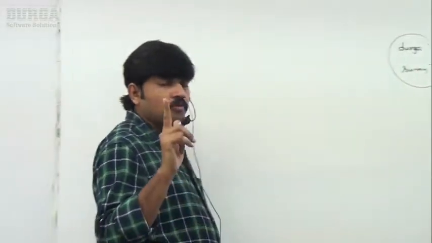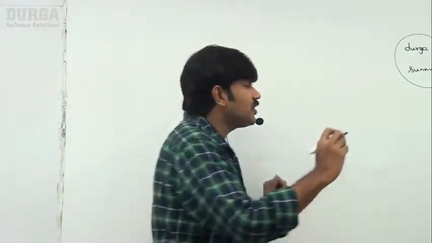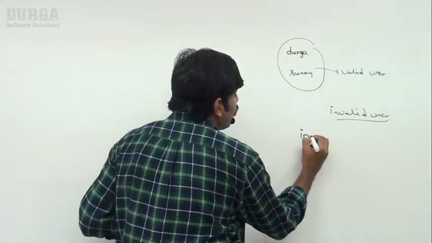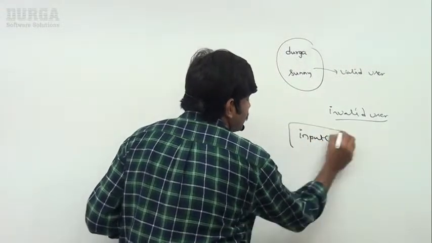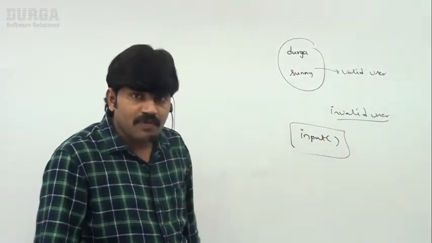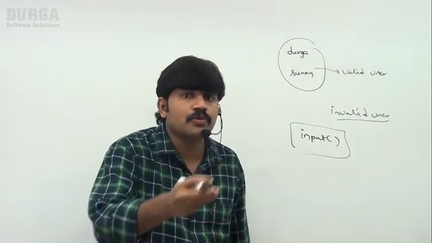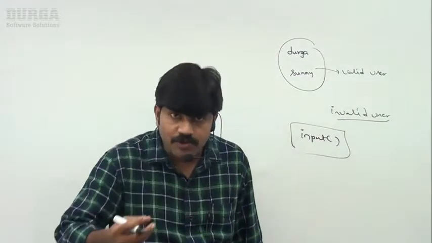How can you write the code to meet this requirement? First question you may ask: how to read data from the keyboard? I haven't covered it yet. After completing operators, in the next topic, input and output, I will explain. But as of now, just be aware that input is the function used to read the username and password from the keyboard.